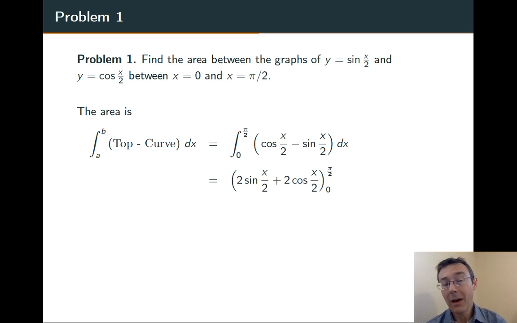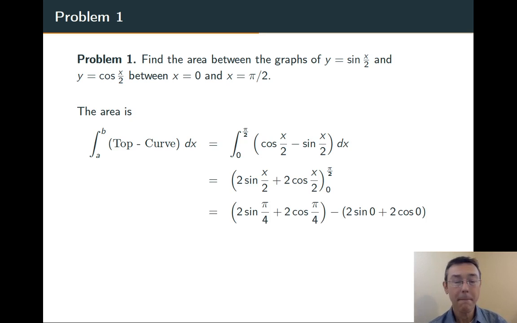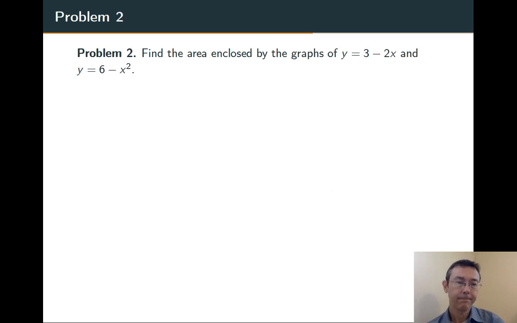Okay, so now I need to plug in my limits of integration, 0 and pi over 2. I do that, and then simplify, recognizing that the sine of pi over 4 and the cosine of pi over 4 are both the square root of 2 over 2. Overall, I get 2 root 2 minus 2, about 0.83.